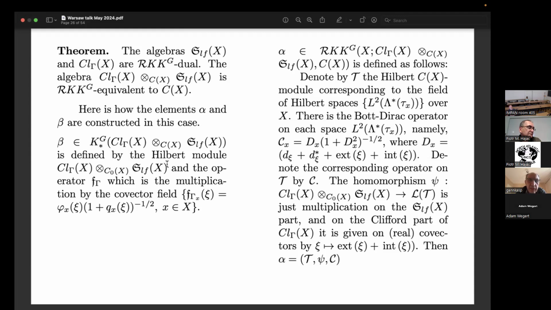And this is a leaf-wise negative order operators.